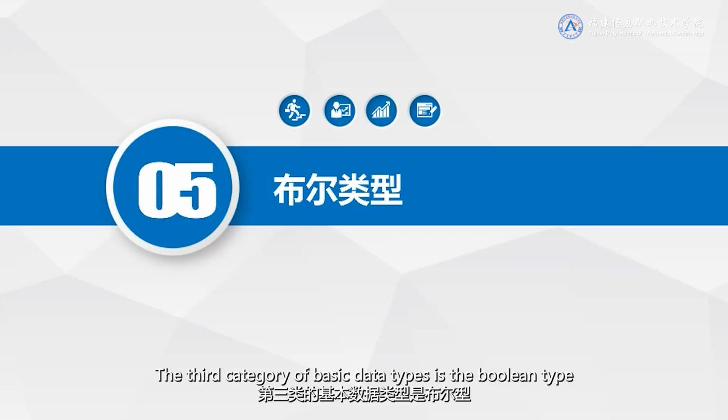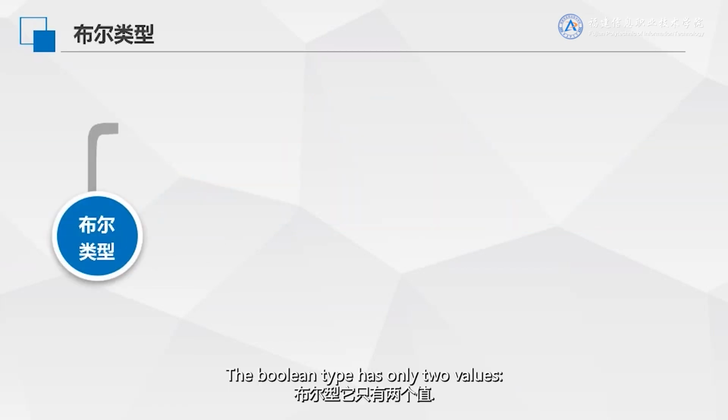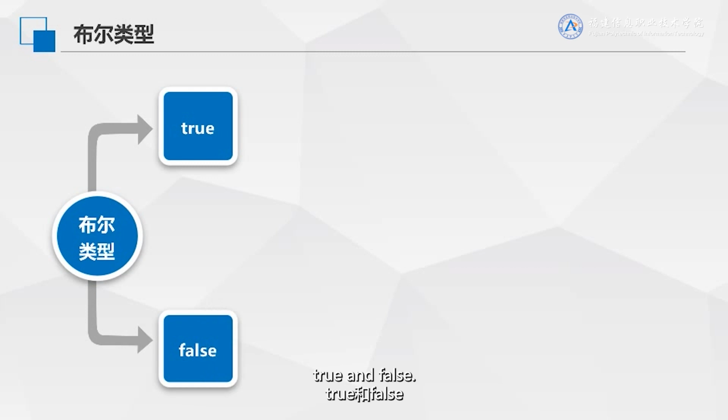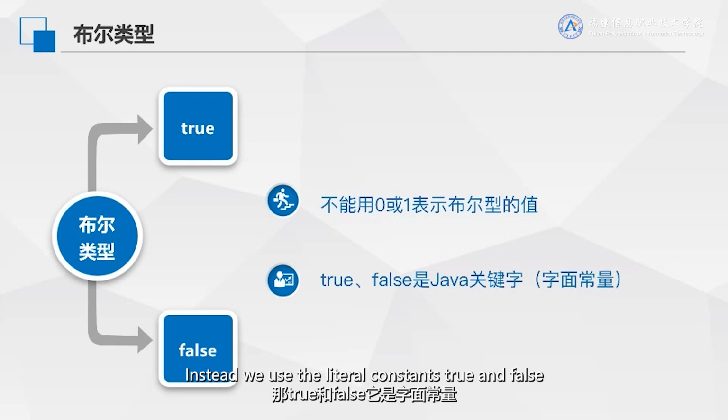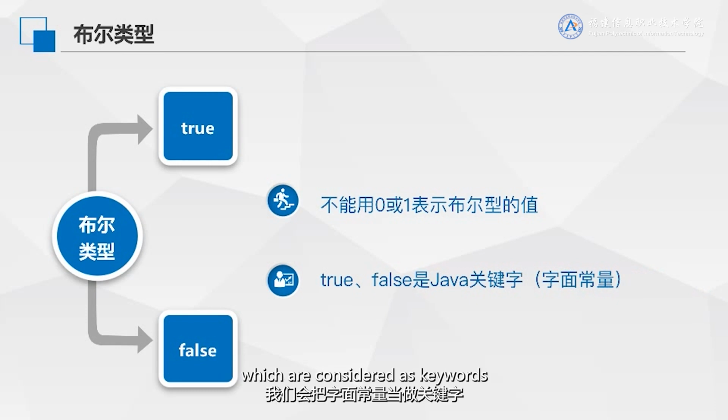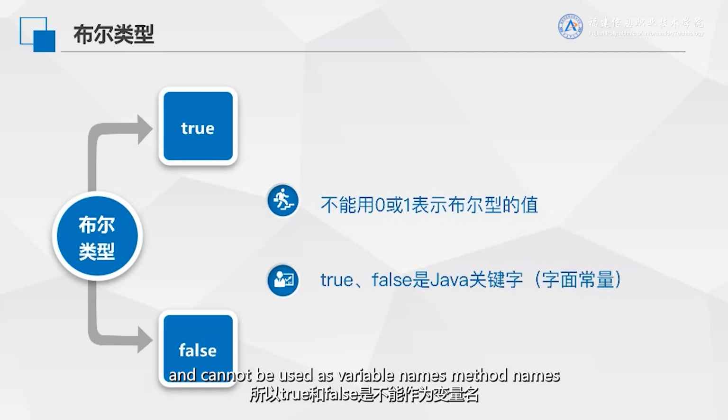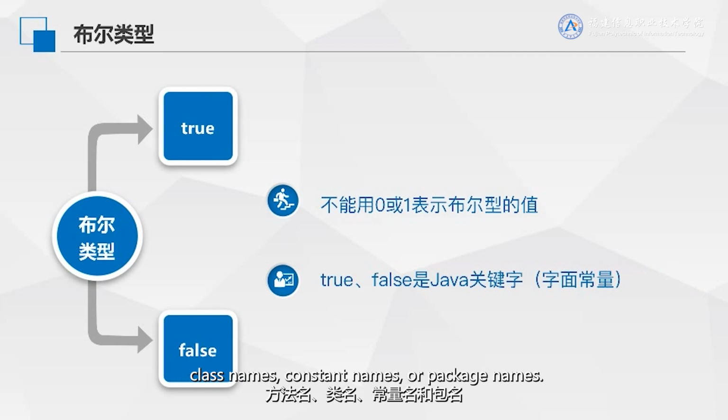The third category of basic data types is the Boolean type. The Boolean type has only 2 values, true and false. It's important to note that in Java, we cannot use 0 or 1 to represent Boolean values. Instead, we use the literal constants true and false, which are considered keywords and cannot be used as variable names, method names, class names, constant names, or package names.